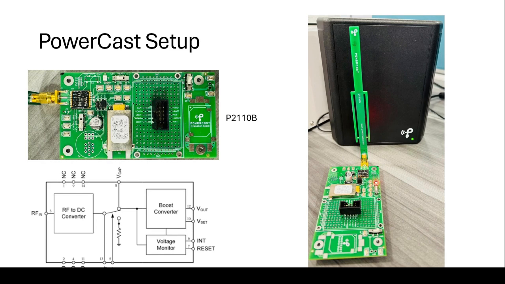When a charge threshold on this capacitor is achieved, the P2110 boosts the voltage to the set output. When the charge on this capacitor declines to the low voltage threshold, the voltage is turned off. And this is how this PowerCast setup supplies energy in intermittent cycles. Once the capacitor is charged, it provides some output power, and when the capacitor discharges, it gives zero output.